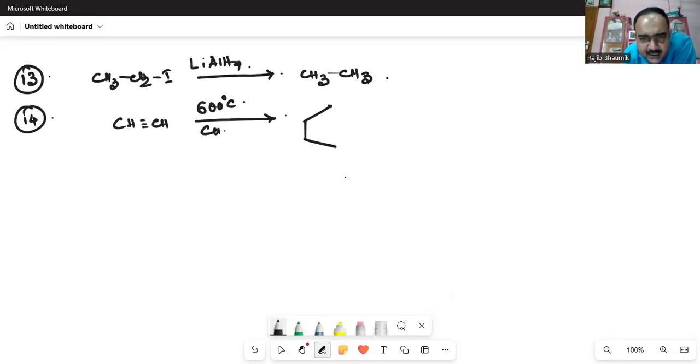There will be a benzene. This is a polymerization reaction. It is also present in our NCERT. We have done it in our classes also. Question number 15.